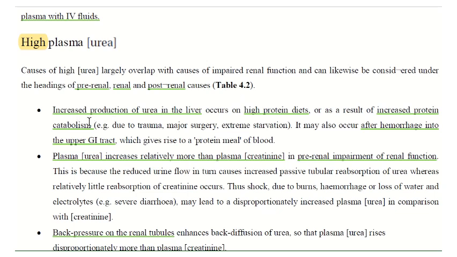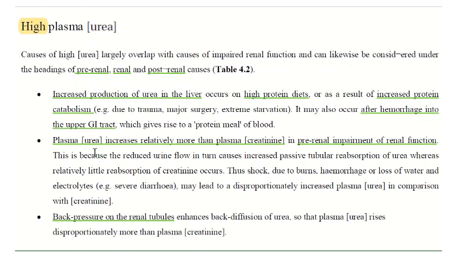هذه الأسباب تتضمن increased production of urea in the liver, which occurs in high protein diets, or as a result of increased protein catabolism, for example due to trauma, major surgery, extreme starvation. It may also occur after hemorrhage into the upper GI tract, which gives rise to a protein meal of blood.